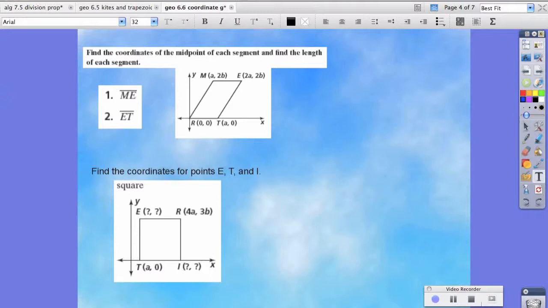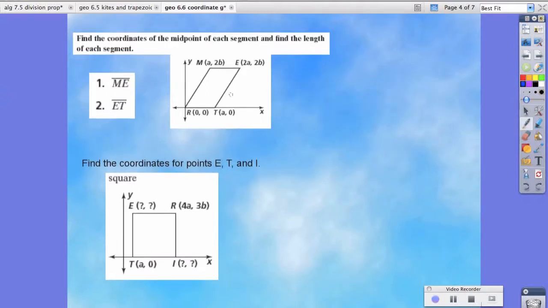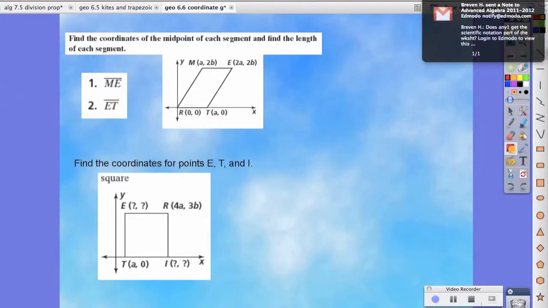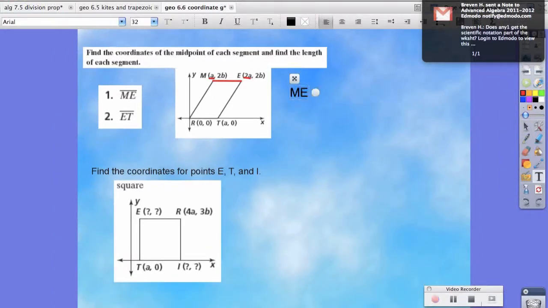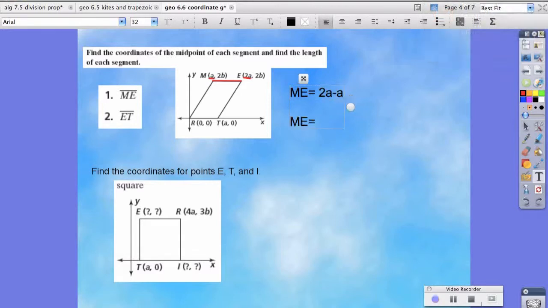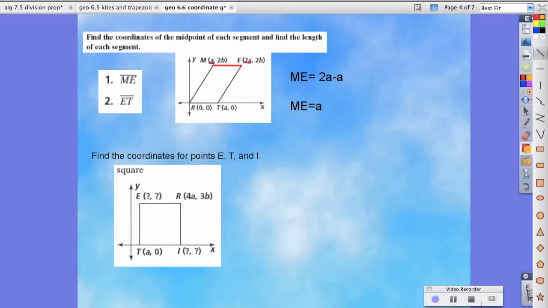So we have this picture for number 1, and it says find ME. Find the length of ME. Now, for this one, ME is this line right here. If we're trying to find that and it's a horizontal line, then really all we're looking at are the x's. So it went from A to 2A. So ME is really just the distance, or the difference, in 2A minus A. Therefore, ME equals A.